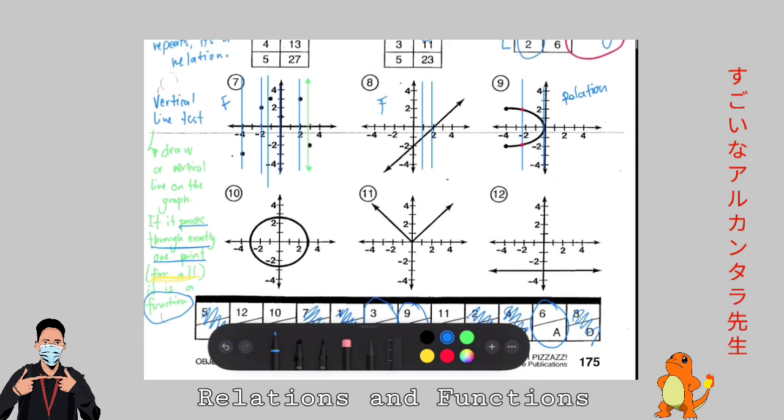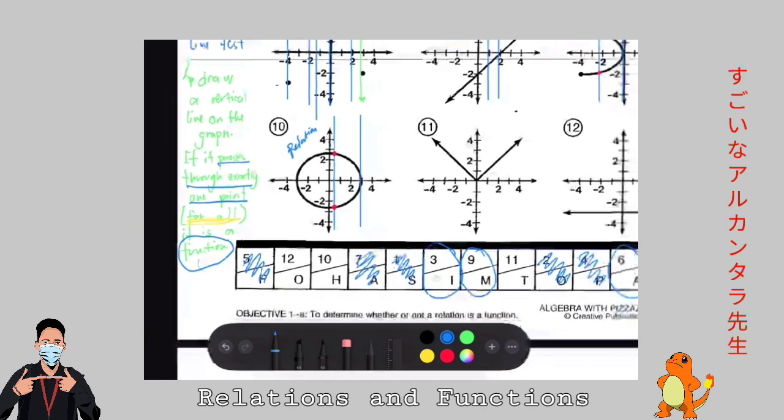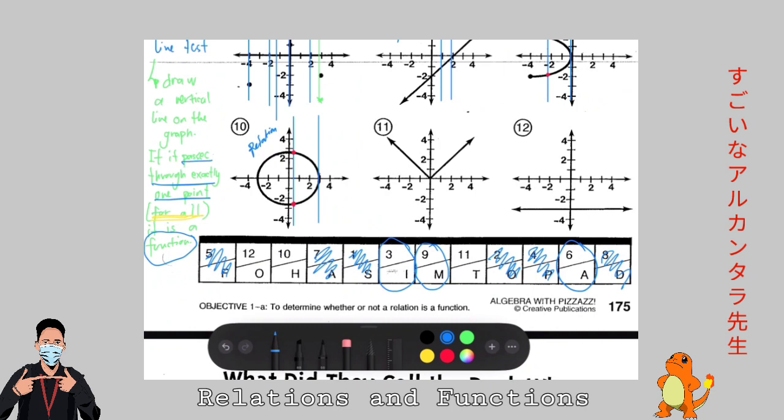And how about for 10? Again, that's the same thing. If you draw your vertical line somewhere at the edge of the circle, it might not look like it, but I'm just terrible with this ruler. It could pass through 1 point, but again, it should be true for all. So if I draw somewhere here, we could take note of the 2 points here and here. So this makes it a relation also. So in that case, we're going to keep number 10, which is H.